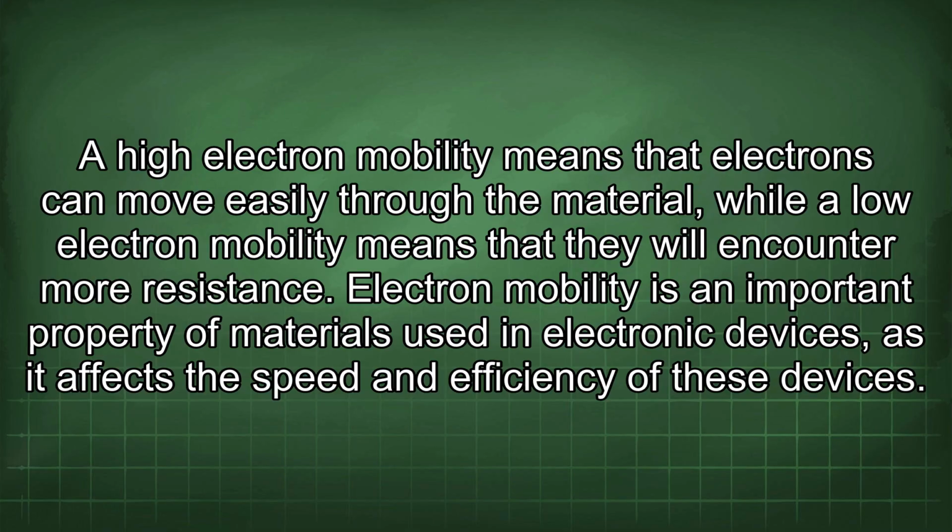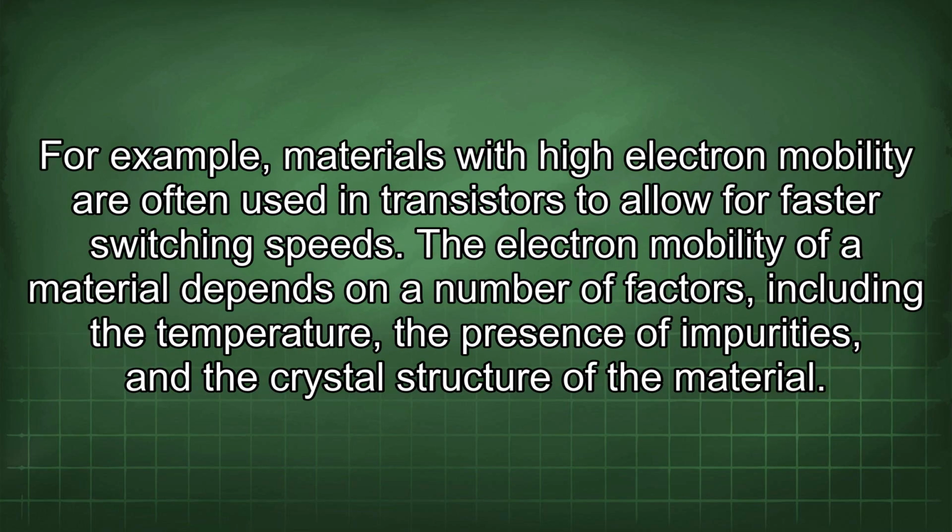Electron mobility is an important property of materials used in electronic devices, as it affects the speed and efficiency of these devices. For example, materials with high electron mobility are often used in transistors to allow for faster switching speeds. The electron mobility of a material depends on a number of factors, including the temperature, the presence of impurities, and the crystal structure of the material.